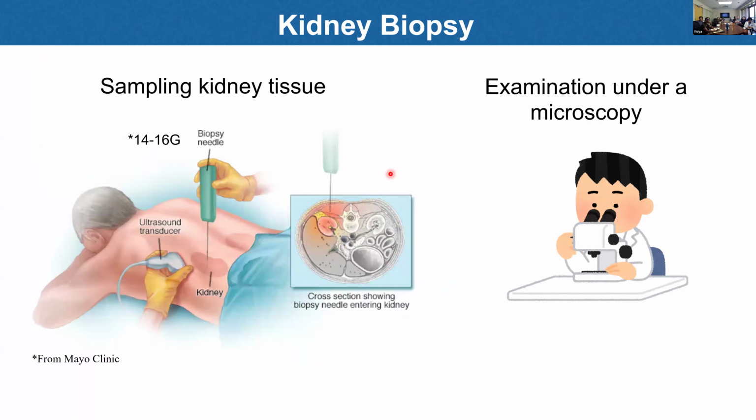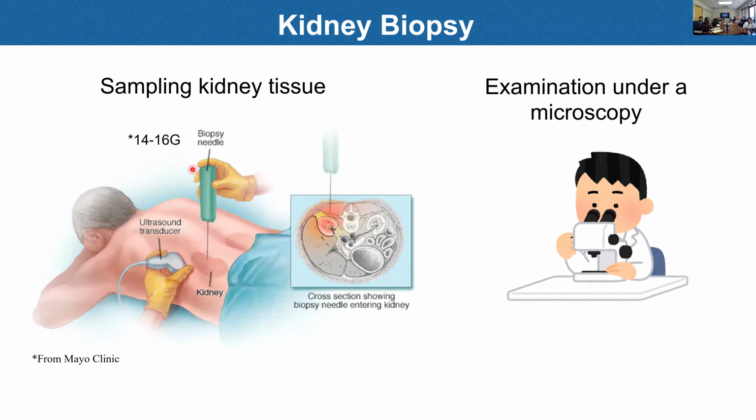Here is an illustration of the kidney biopsy. I think nobody here has ever seen a kidney biopsy of a patient on the scene. So first, the patient lies face down. Then, after local anesthesia, using an ultrasound transducer and a biopsy needle, the physician takes a piece of kidney tissue from the back. The needle is around 14 to 16 gauge, so it is a relatively big needle.